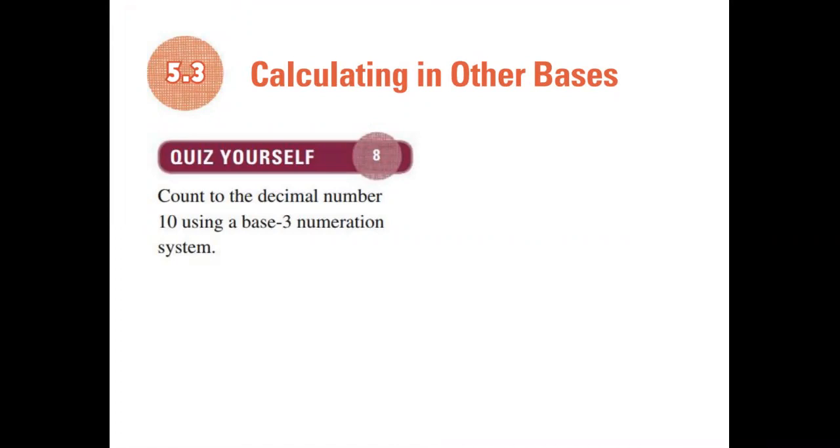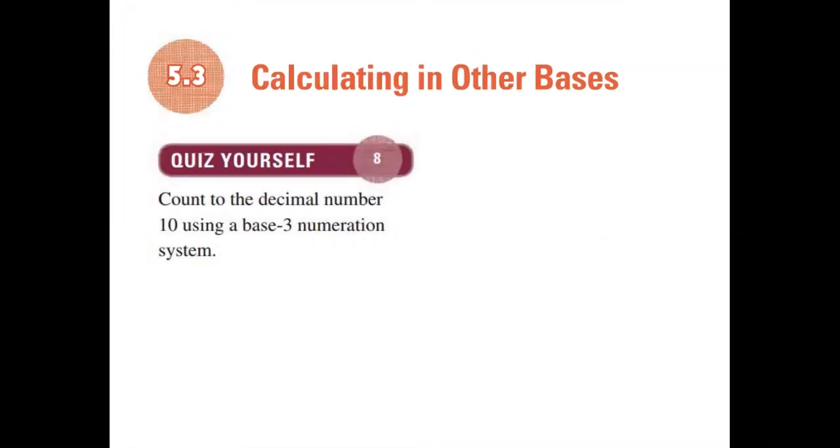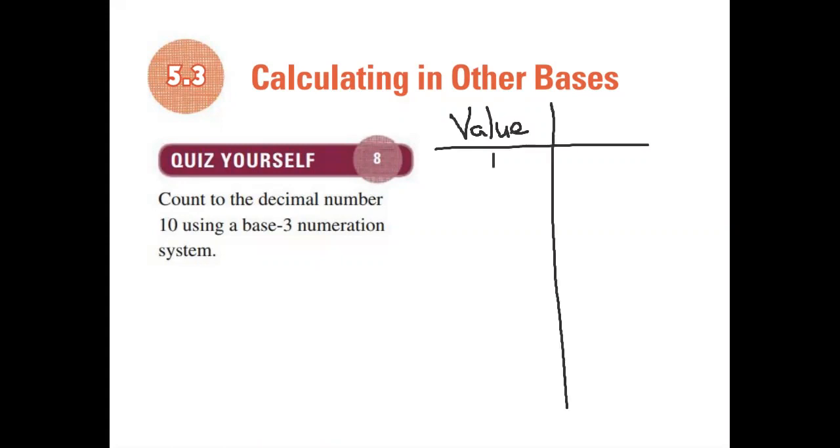So the base 10 number is the value, right? So we'll have a column called value. Generally, we start counting at 1. So 1, 2, 3, 4, 5, 6, 7, 8, 9, 10. That's our value as we understand it in base 10. That would be the number versus the numeral. And the numeral will be the base 3 notation.